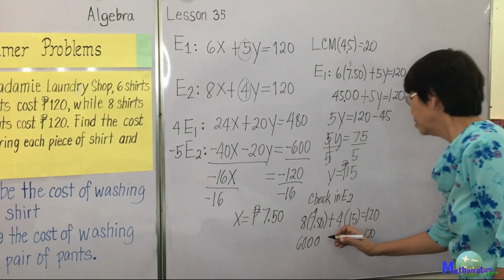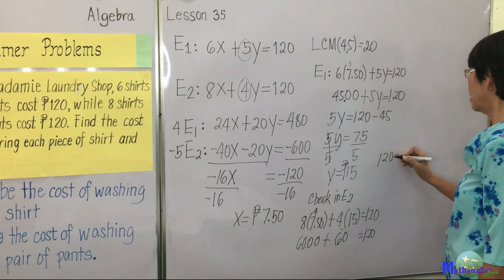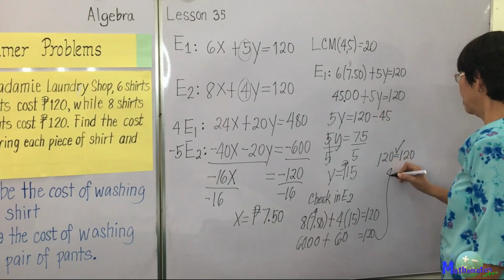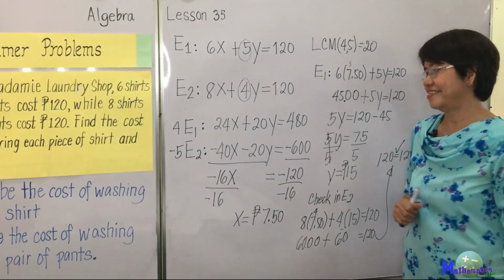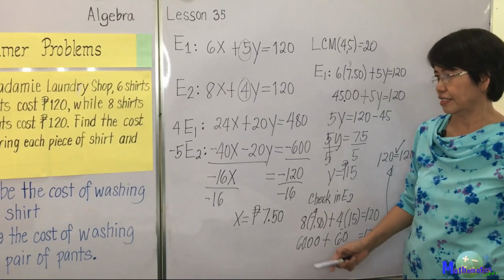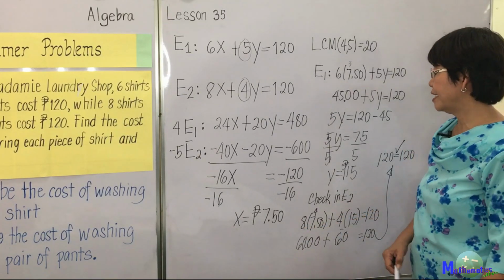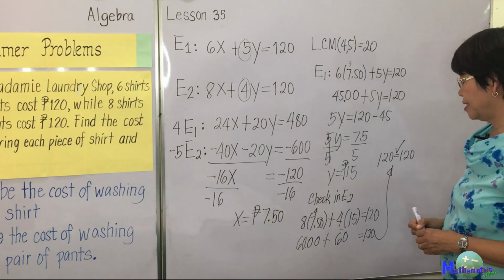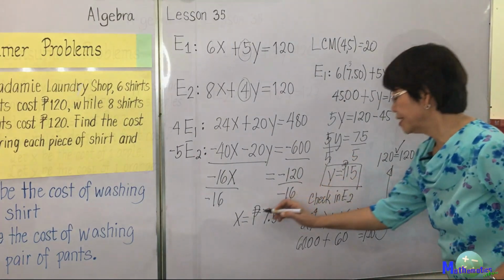So 120 equals 120. Okay, so we got the correct answer. Our cost of laundering a shirt is 7.50 pesos and the cost of laundering a pair of pants is 15 pesos.